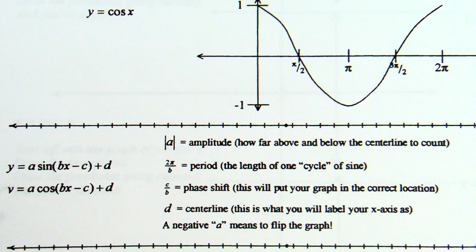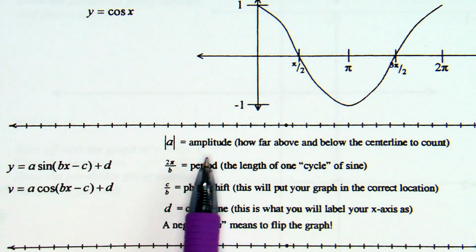is a form that could be either a sine or a cosine graph for today. There's a possible A value out front. Notice, what does it say A is? A is the amplitude. Okay, so it's the positive value of A, but it is the amplitude. How far above and below the center line to count.